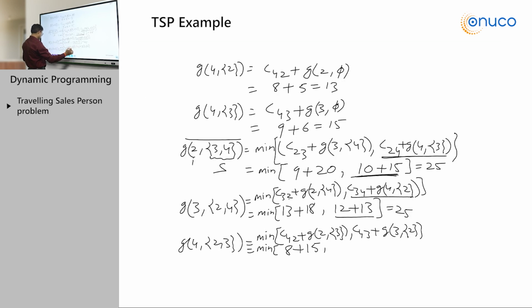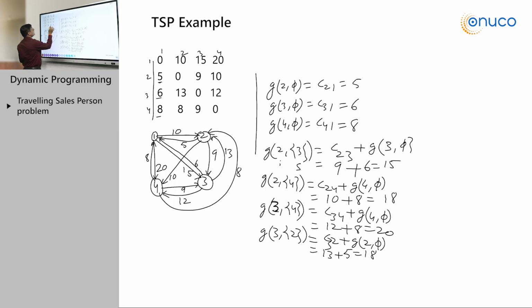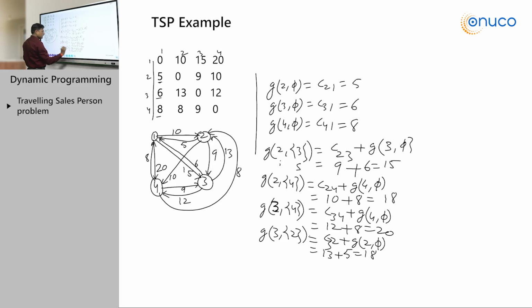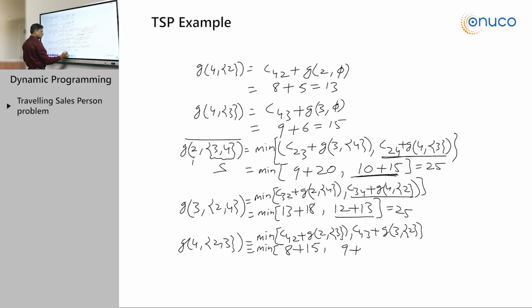comma C of 4, 3. C is a cost, so direct path, C of 4, 3 is 9, and plus G of 3, 2, we already computed earlier, 3, 2 is 18, so we have 18. Now, here 15 plus 8 is 23, 18 plus 9 is 27, so 23 is lesser, so we have underlined this, and we are writing here 23. Look, here we are getting 25 minimum, 23 minimum.